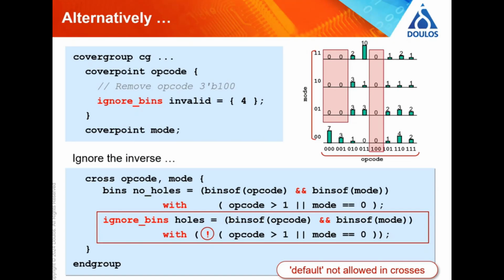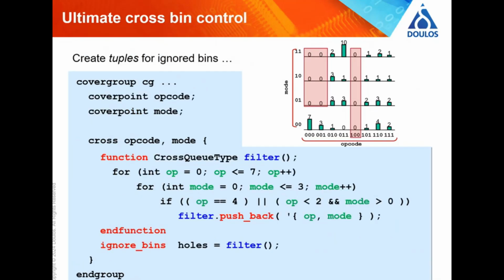Now there's one other way to filter cross coverage, and this is a surefire way. It gives you ultimate control. And that is you can create coverage tuples. In other words, you can say exactly which row and column you want. So here in this example, we've written a function, and this function will return back a Q. Okay, and you can see this function is going through every opcode. The first for loop is opcode 0 through 7, and then each mode 0 through 3.